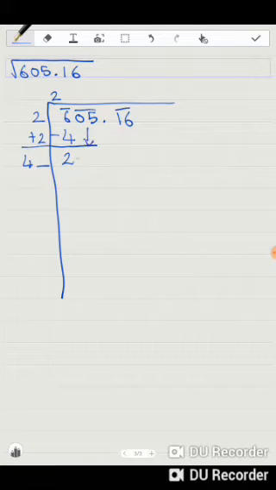Then I bring down the next pair of digits, 05. Now be careful, the decimal has not yet arrived. We have not yet arrived at the decimals. We are still on the integral part.